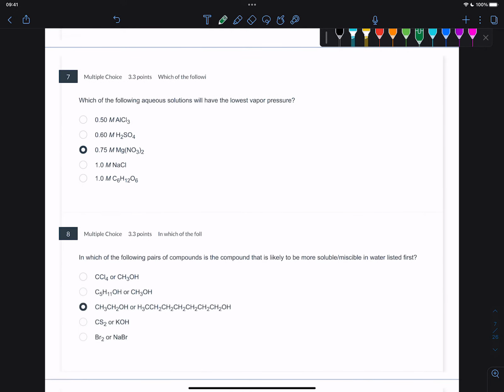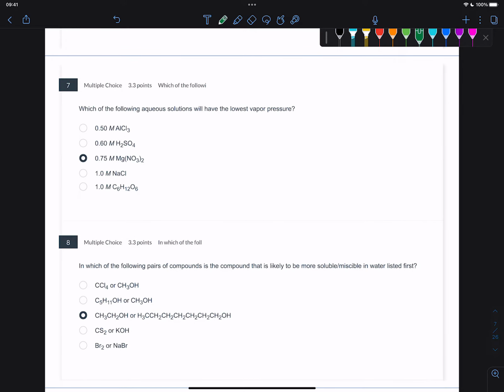This one says, which of the following aqueous solutions will have the lowest vapor pressure? The answer to the one that has the lowest vapor pressure will be the one that creates the most ions. So the more ions there are in the solution, the lower the vapor pressure will be, which basically means that the water that's part of that solution will have a harder time escaping to the gas phase, and the pressure above that solution will be lower. So you really just got to know your ions, really.